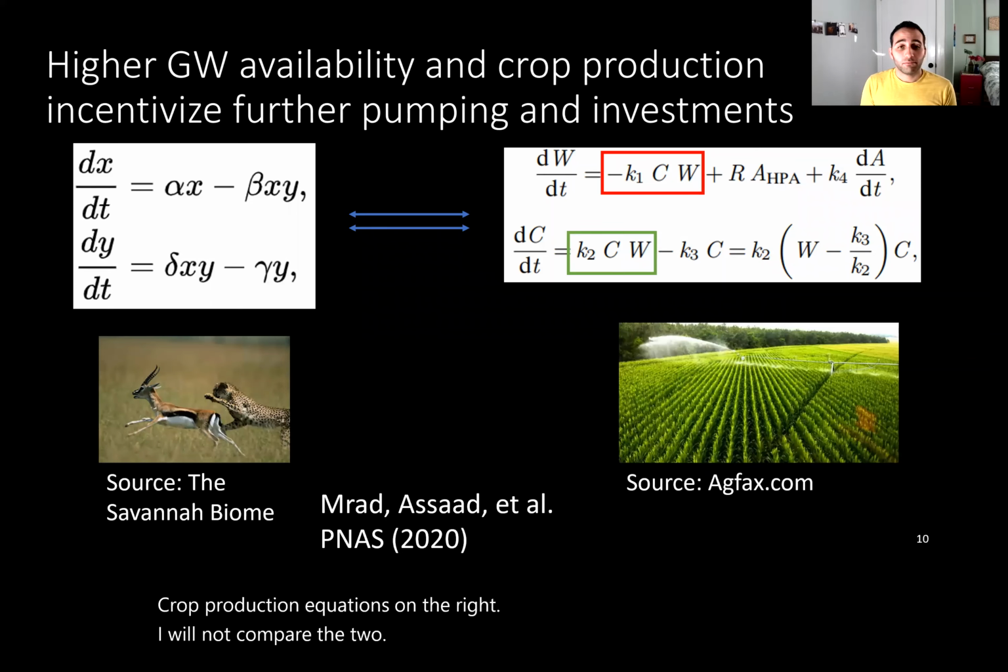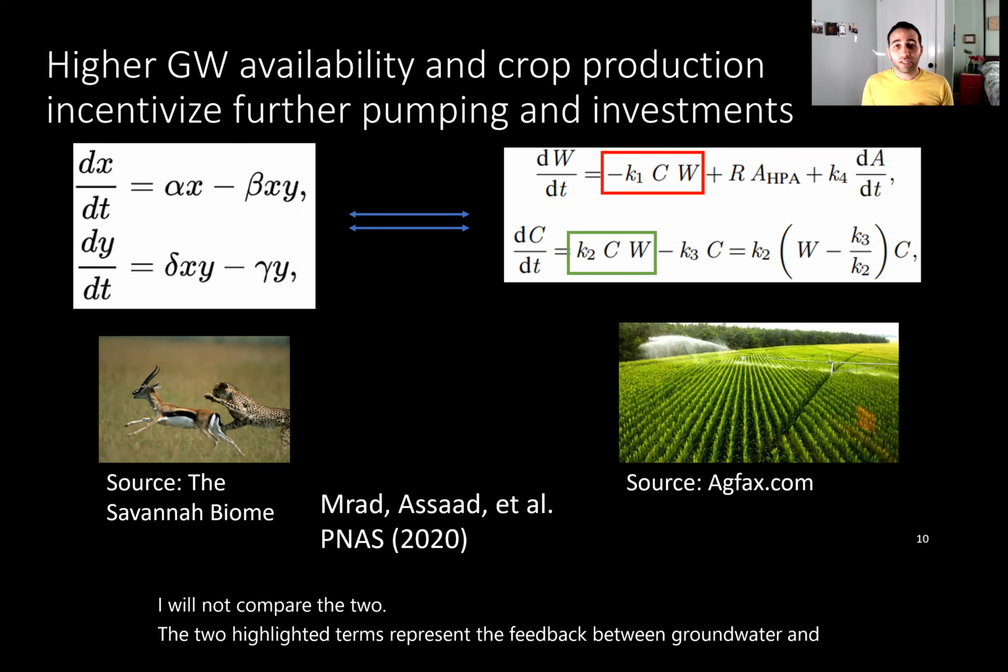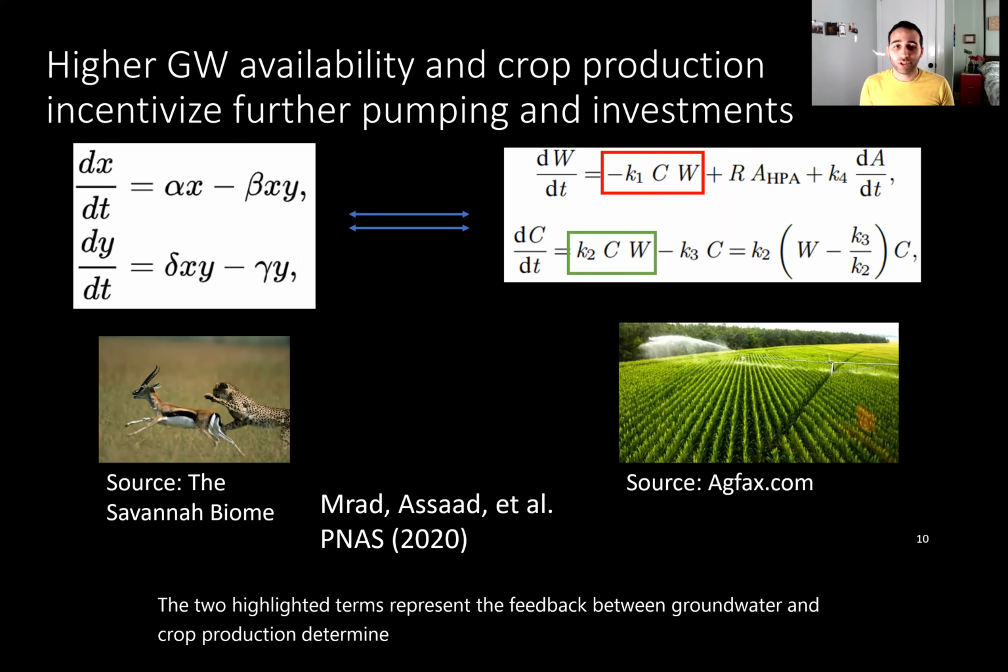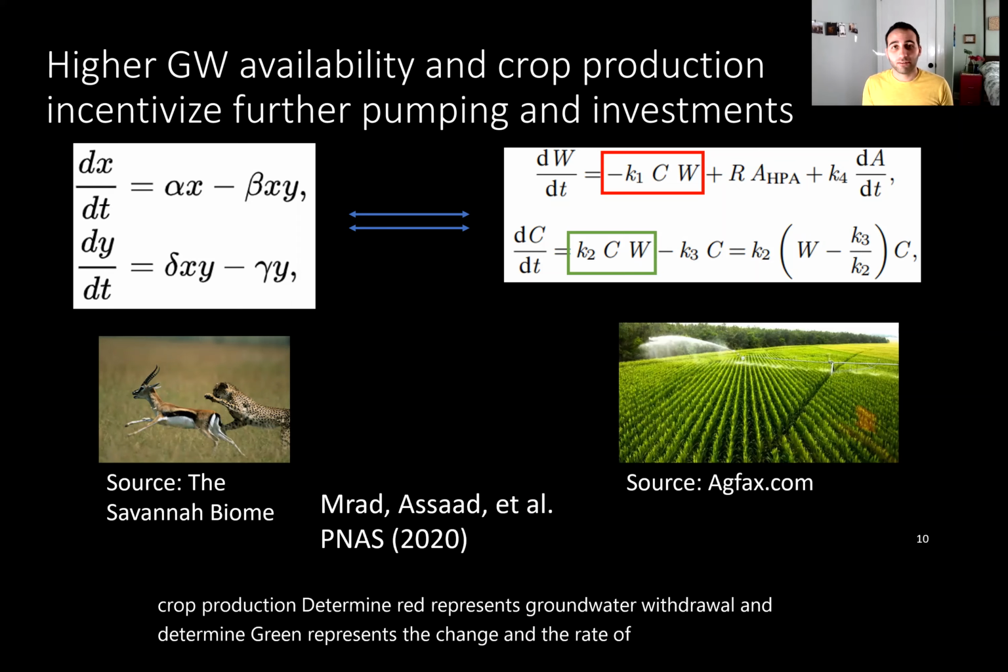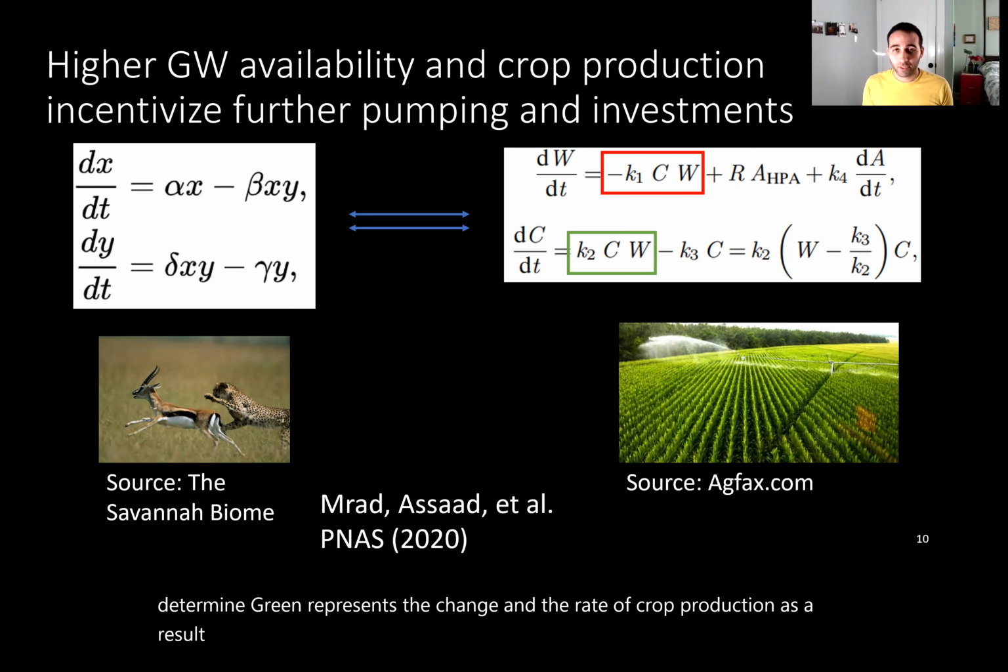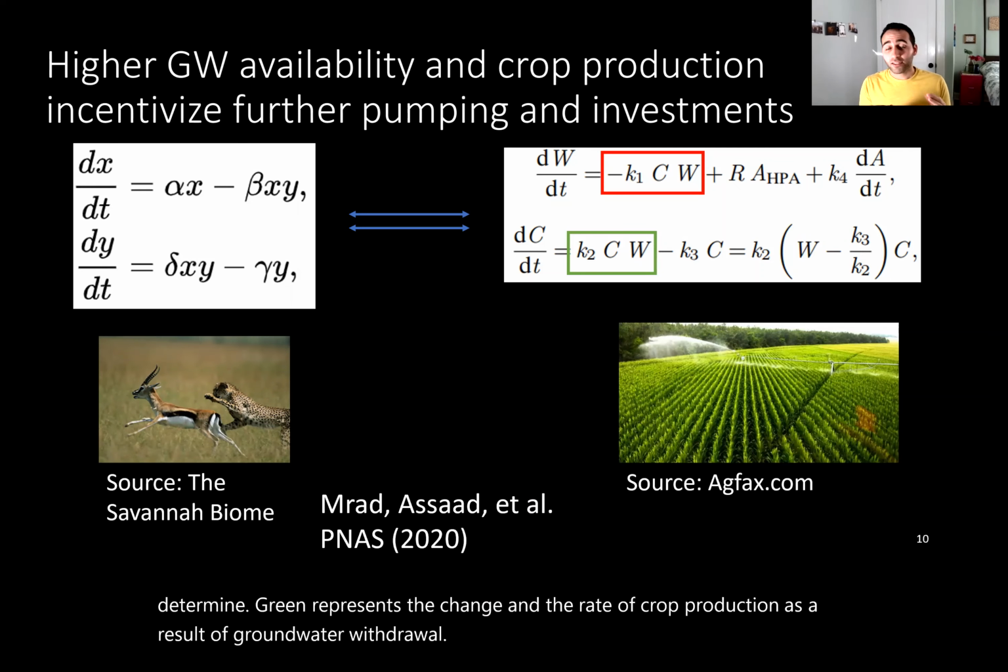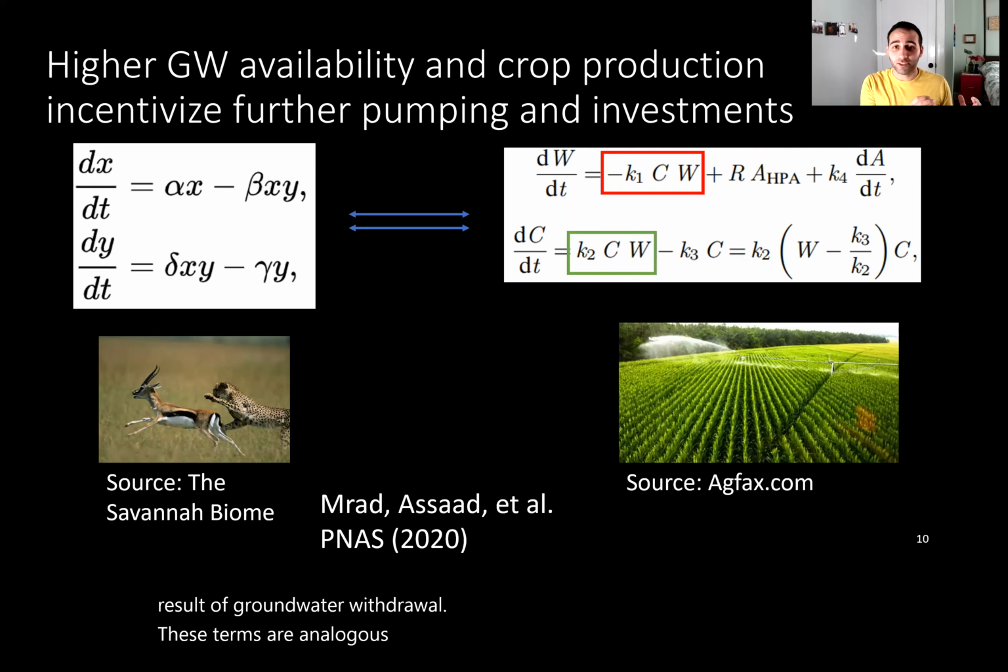The two highlighted terms represent the feedback between groundwater and crop production. The term in red represents groundwater withdrawal, and the term in green represents the change in the rate of crop production as a result of groundwater withdrawal. These terms are analogous to similar terms in the Lotka-Volterra equations.